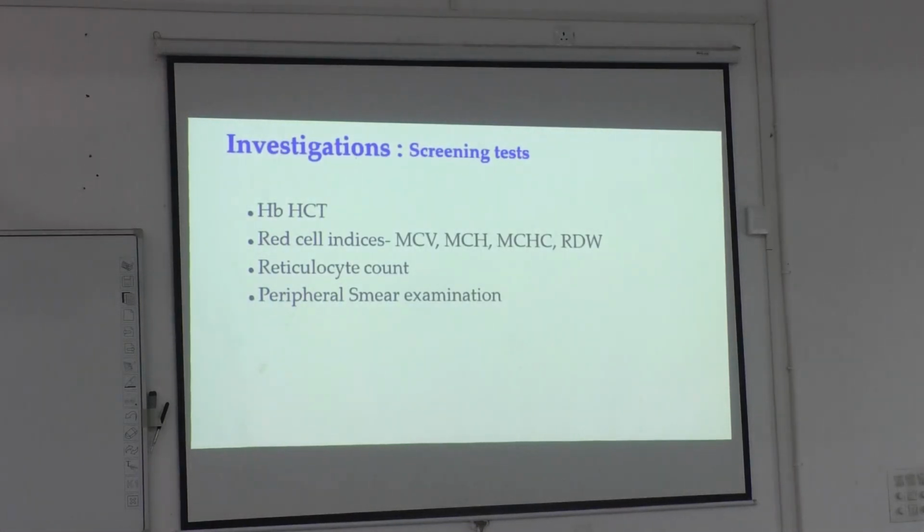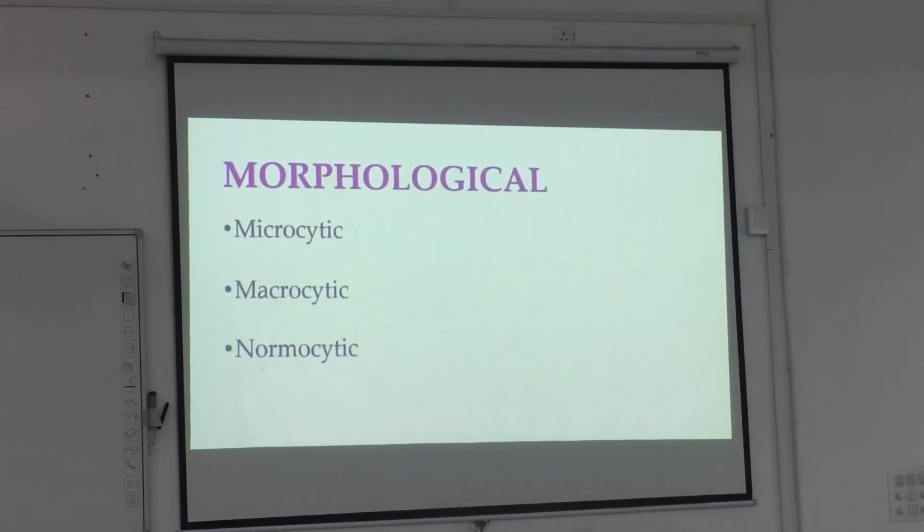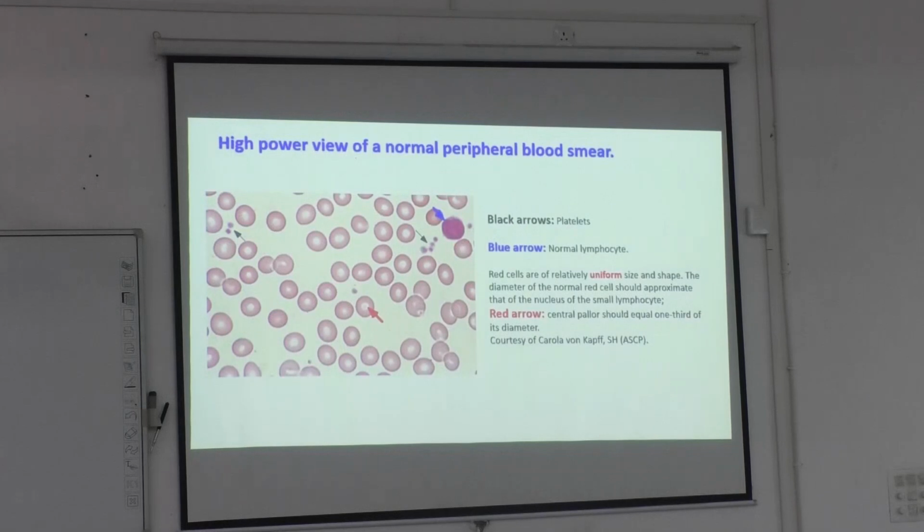তাহলে কি কি টেস্ট করবে? হিমোগ্লোবিন, হিমাটোক্রিট, এই টেস্টগুলো আমি বলছিলাম পরের দিন ডিসকাস করবো, তোমাদের বোঝাবো কোনটা কি। MCV, MCH, MCHC and peripheral smear, and classify in the morphological or physiological type. In morphological: micro, macro and normocytic.